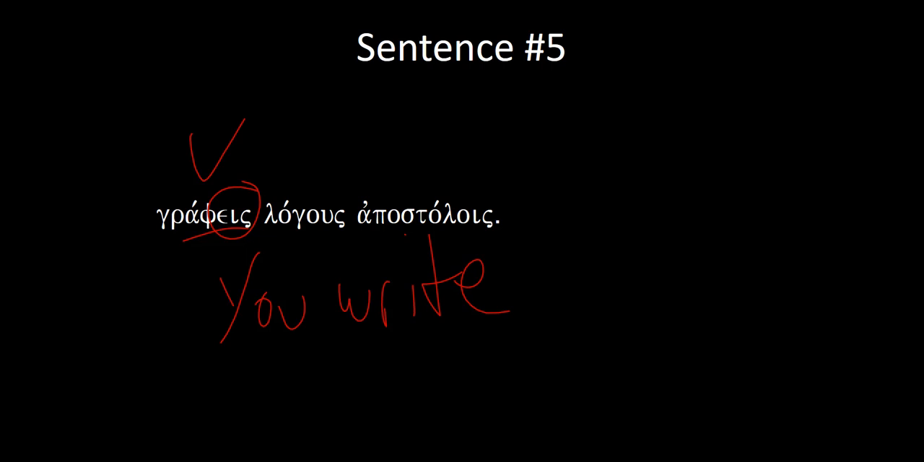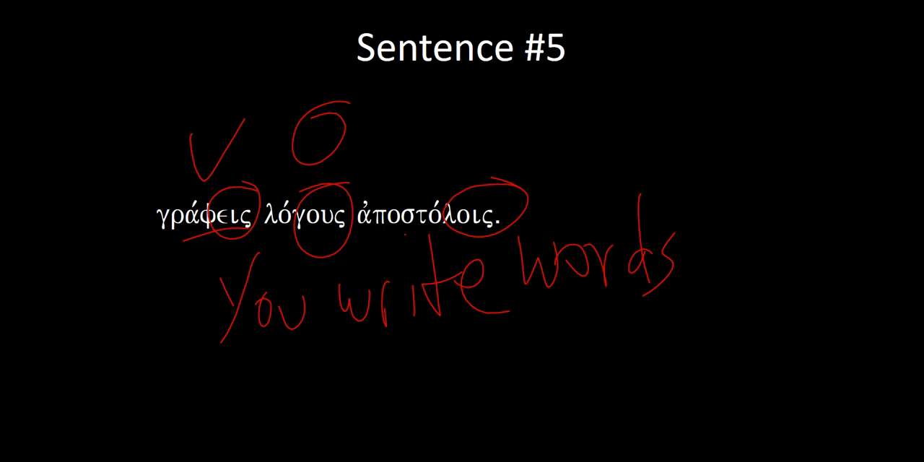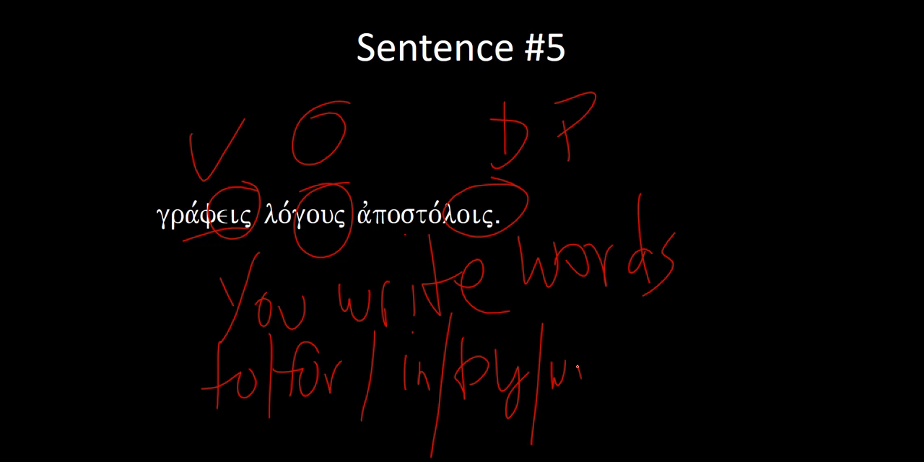You write, then we have logos. This one is an accusative, so we'll call it the direct object. You write words. And then apostolos, here we have this ois ending. This is dative plural. The dative is going to be to, for, in, by, or with. And apostolos is apostles. You write words to, for, in, by, or with apostles. You write words to apostles.